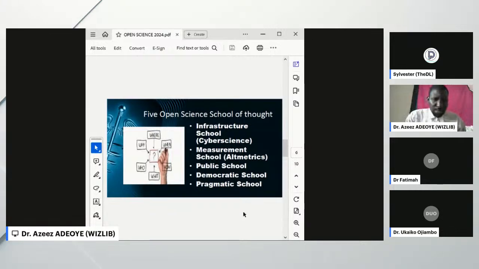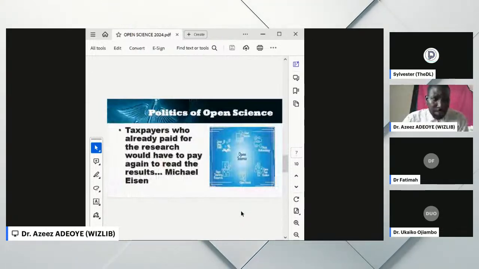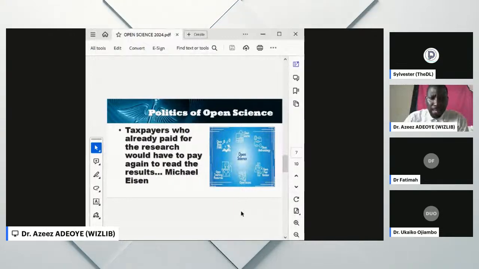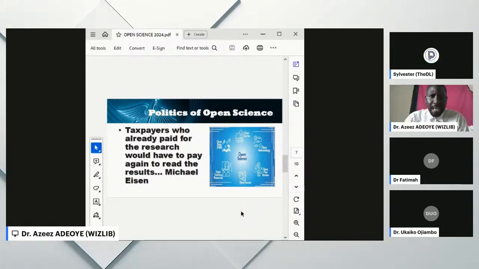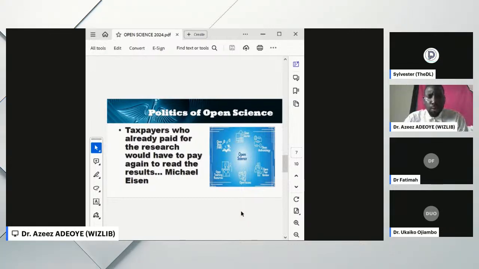Next, we are looking at the politics of open science. It is said that the taxpayer would have to pay again to read the results. This is the reason why people are advocating that all publicly funded information resources must be openly accessible. When government sponsors research, for example in Nigeria, we have TETFund. TETFund published lately that they have spent nothing less than 50 billion to sponsor lecturers across public universities on various research. So those researches should also be published and made available to people for free.